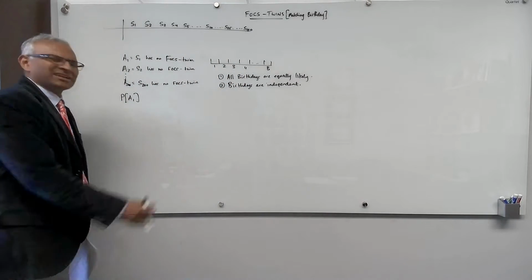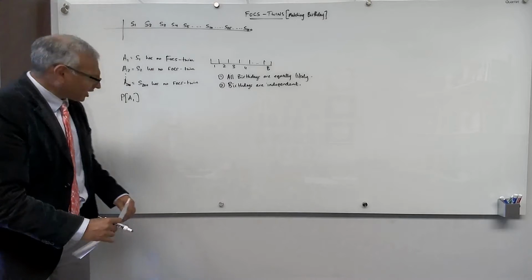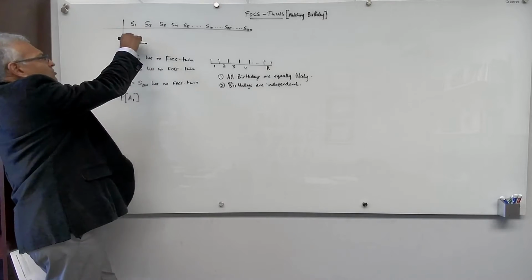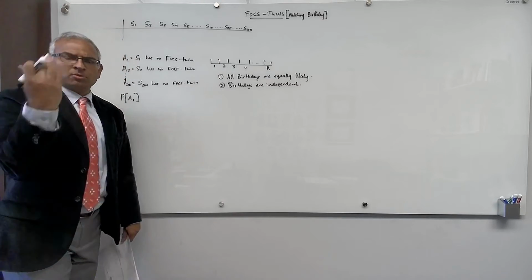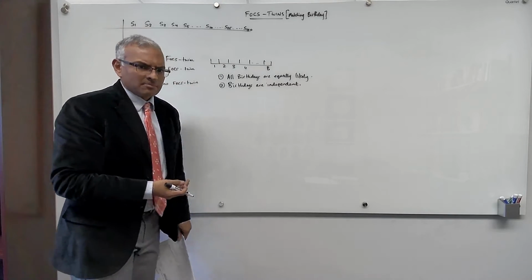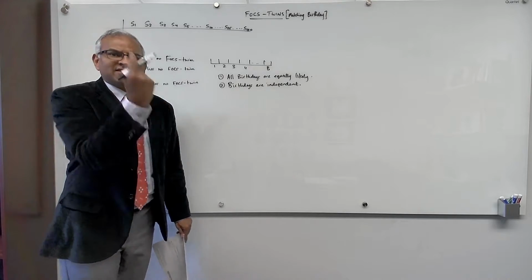So they're not independent. But by and large, birthdays are independent. So now let's analyze the probability that student 1 has no FOCS-twin. So the situation is like this. Student 1 is born on some day, let's say January 9th. But I can call January 9th day 1.